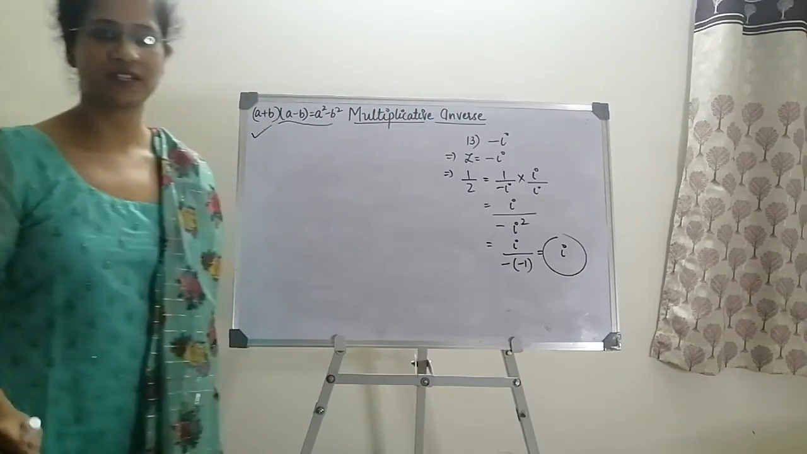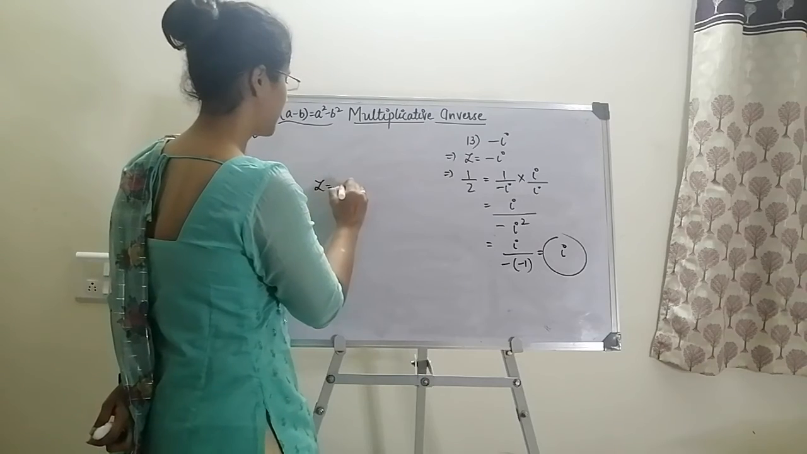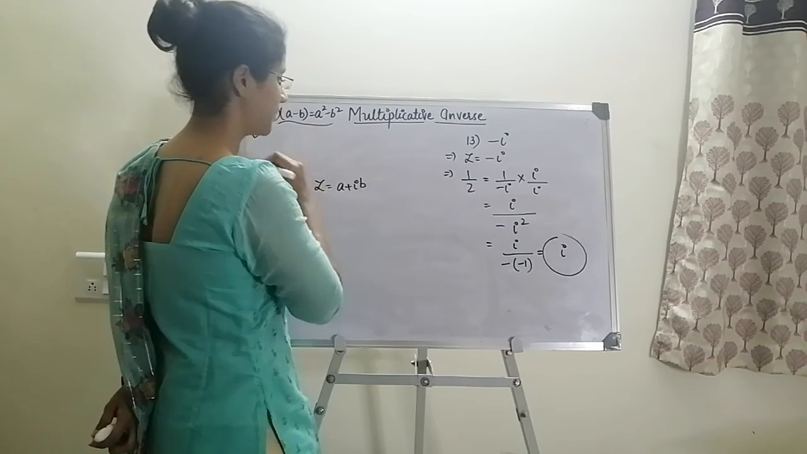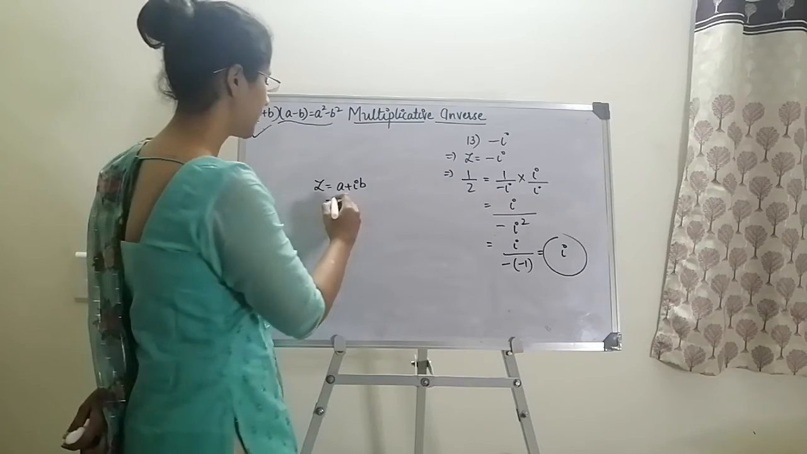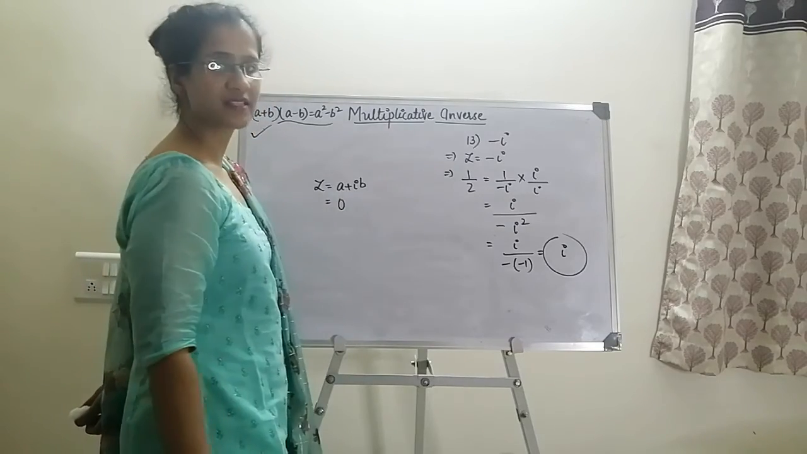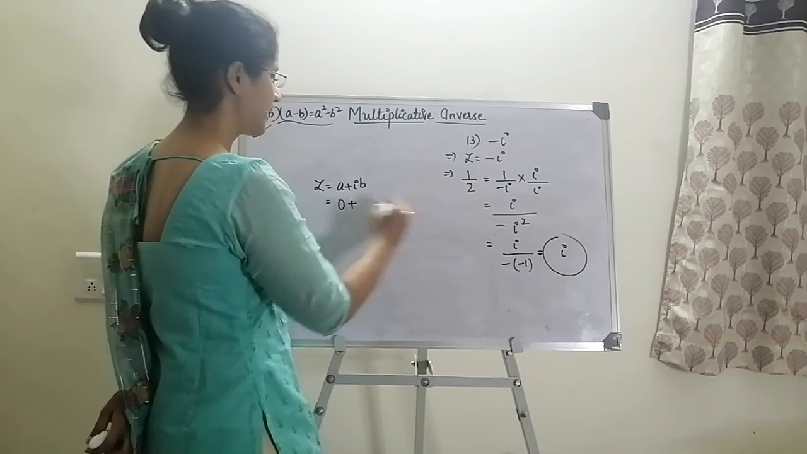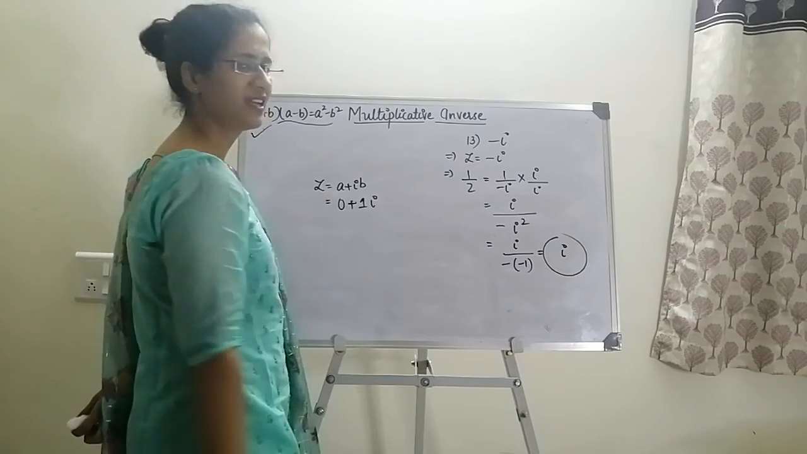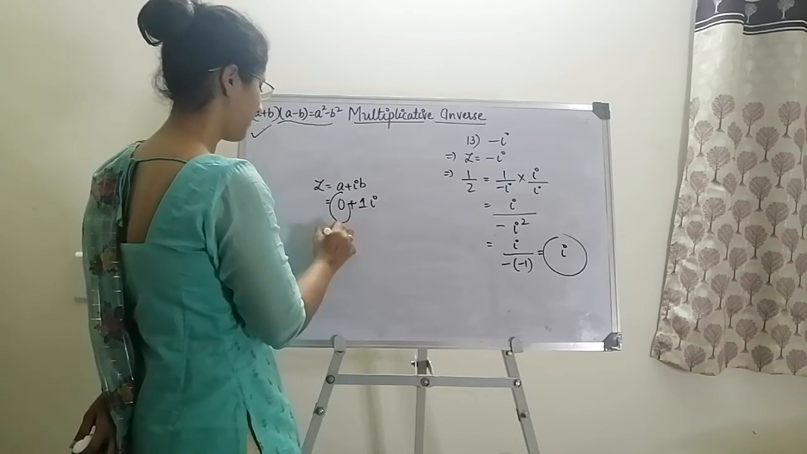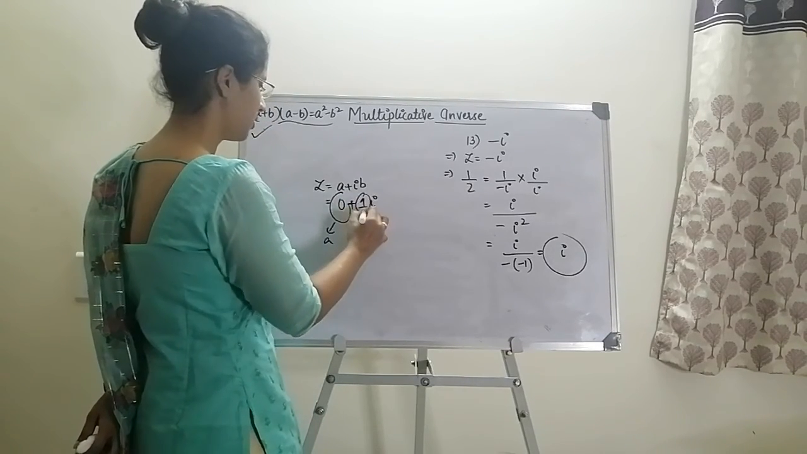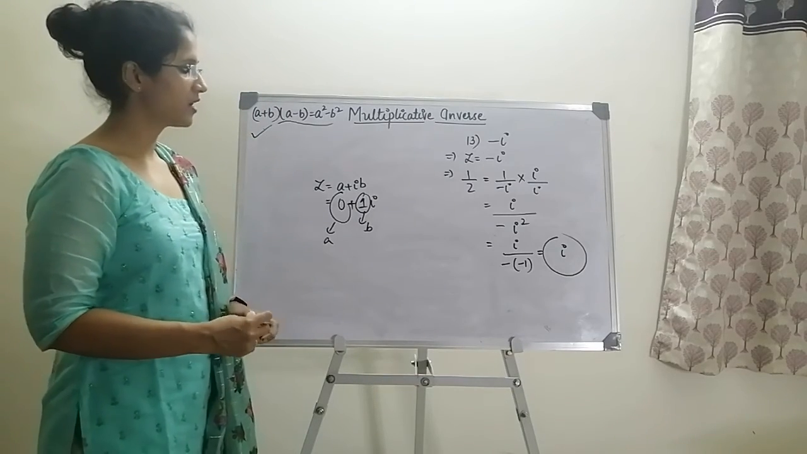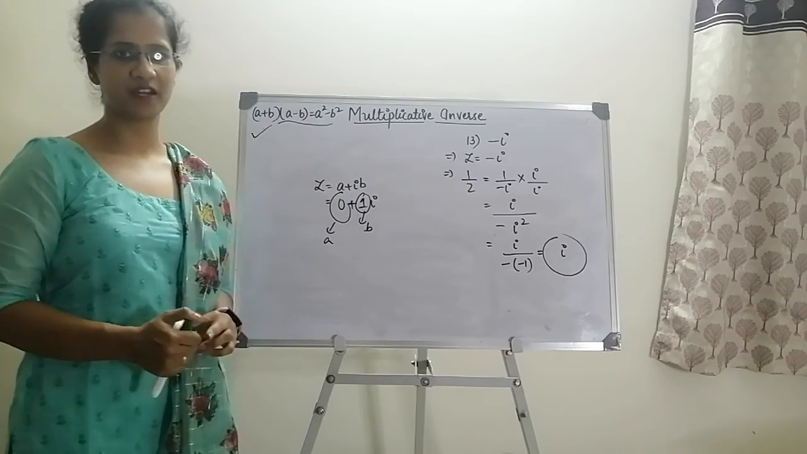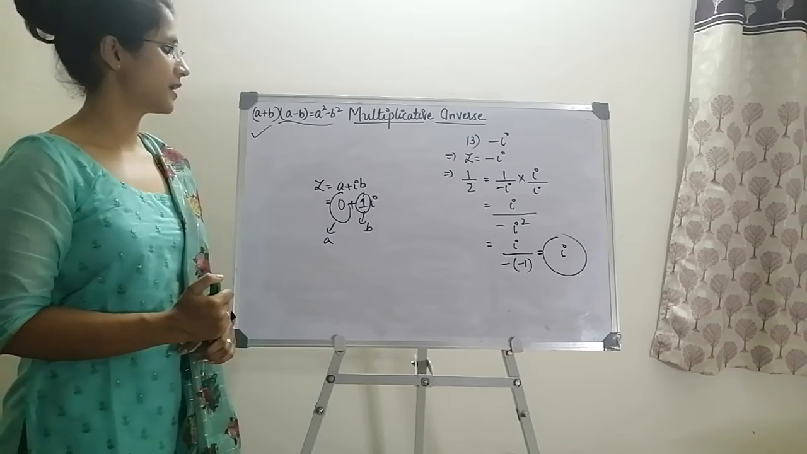I have to write it in the form of z is equal to a plus ib. So here, I do not have a real term. Since I do not have a real term, I will write this as 0 plus i, which can be written as 1i. So what will be your a value? a value is 0, b value is equal to 1. I hope you all have understood finding out the multiplicative inverse of complex numbers.